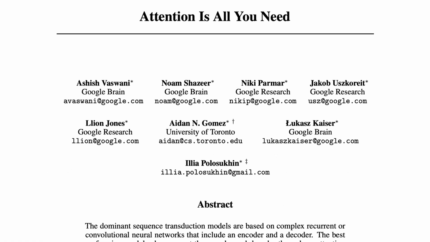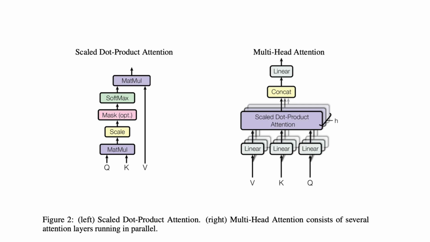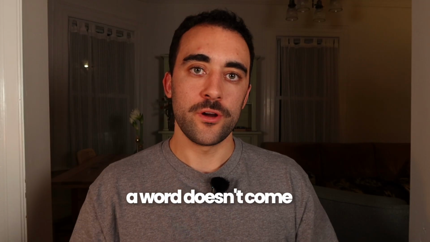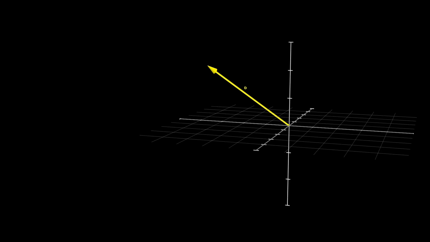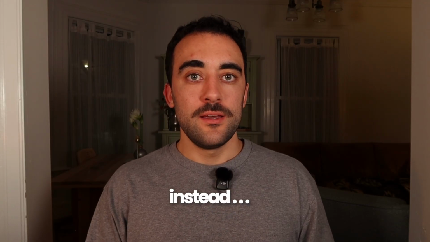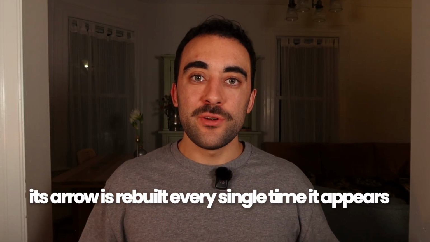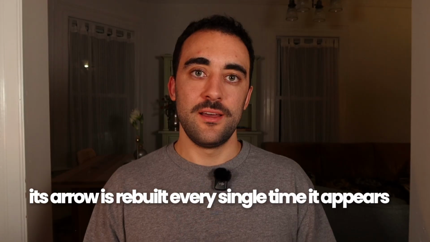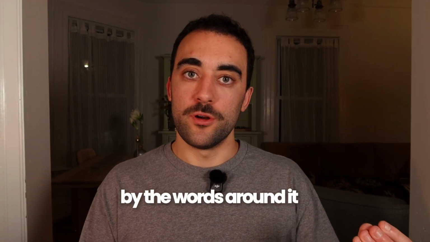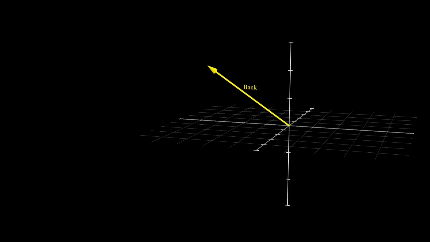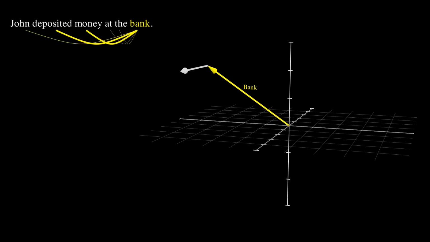With transformer-based models, specifically through the self-attention mechanism, a word doesn't come with a stagnant arrow attached to it. Instead, its arrow is rebuilt every single time it appears, and it's influenced and shaped by the words around it. Watch what happens to our word bank. In the first sentence, words like deposited and money start to tug on bank, and the arrow shifts, not to some random region, but to a region associated with finance.